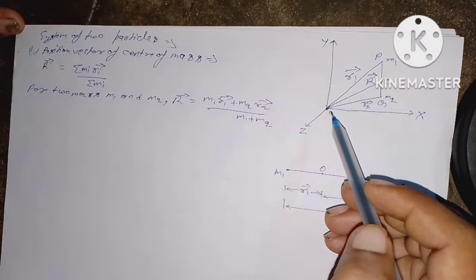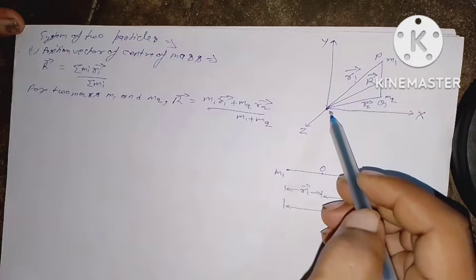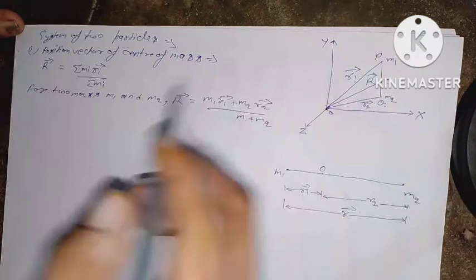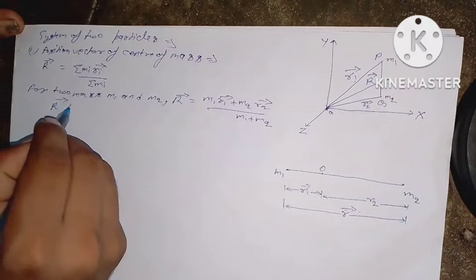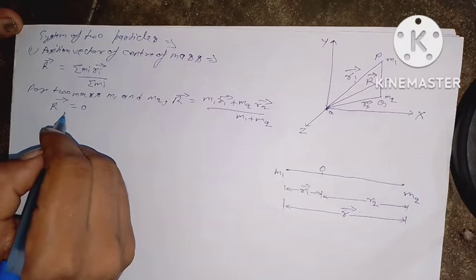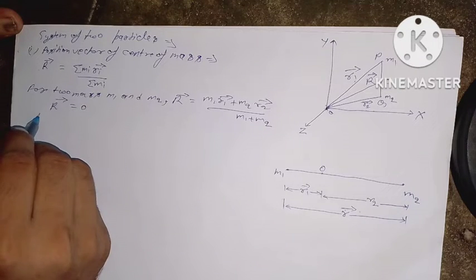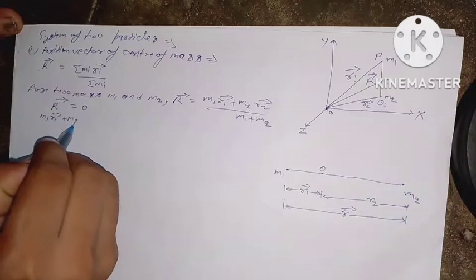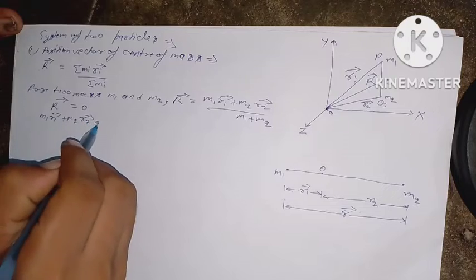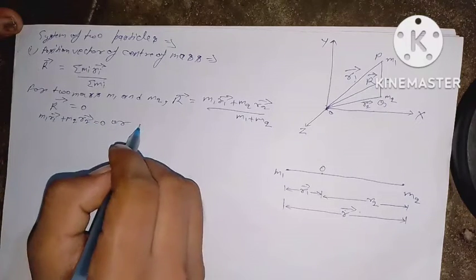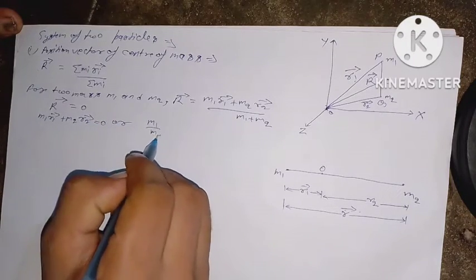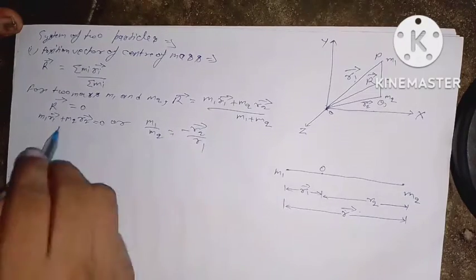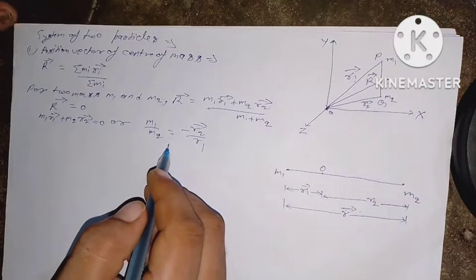If, however, the center of mass lies at the origin of the coordinate system, then the capital R vector is equal to 0. Then m1 r1 vector plus m2 r2 vector equals 0, so m1 upon m2 equals minus r2 vector upon r1 vector. This can also be converted like this.